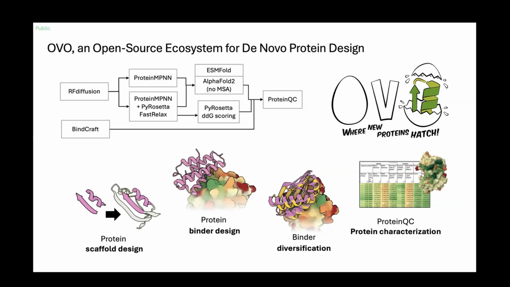It used to be a separate application, actually, but we integrated it in OVO to have it as the final step of the whole pipeline, so that we have a unique integrated end-to-end pipeline from the backbone generation to the filtered designs. And as you can see here, the typical use cases, so protein scaffolding, binder design, binder diversification, that we are currently trying to include in our pipeline, in our application.